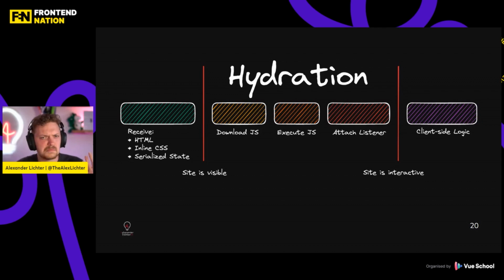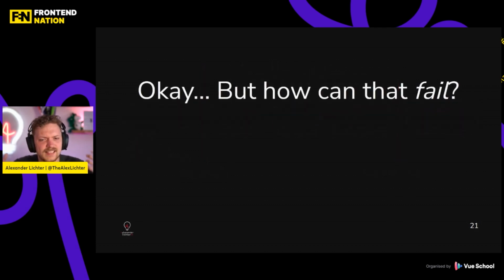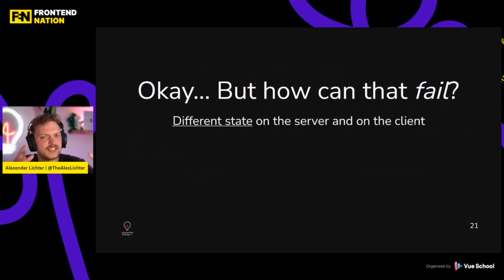But now you might wonder, well, that seems pretty straightforward, Alex. So how exactly can that fail? And the simple answer is, if the server sends something, the client expects something different. So we have different state on the server and client. And once again, you might wonder, okay, but how exactly is this a thing? How can that happen?